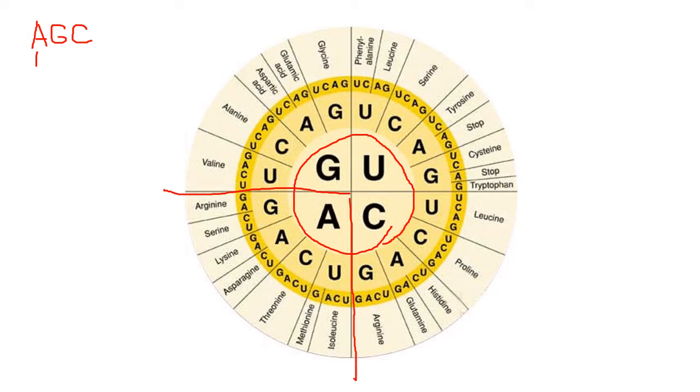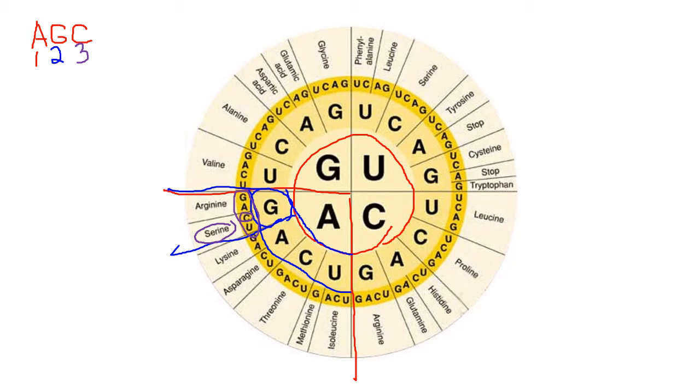Next base, second base is G. So second base ring is here. And my G is right here. So that tells me I'm narrowing the pie down to this area right here. Now I'm going to do my third base, which is C. Third bases are along here. My C is right here. So that tells me I'm going to code for serine.